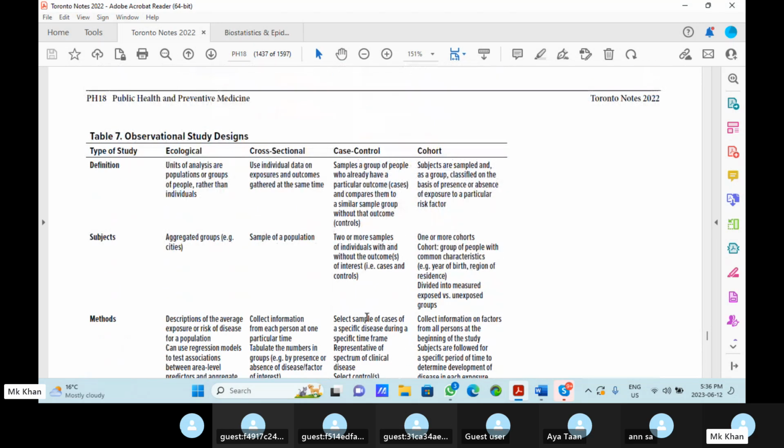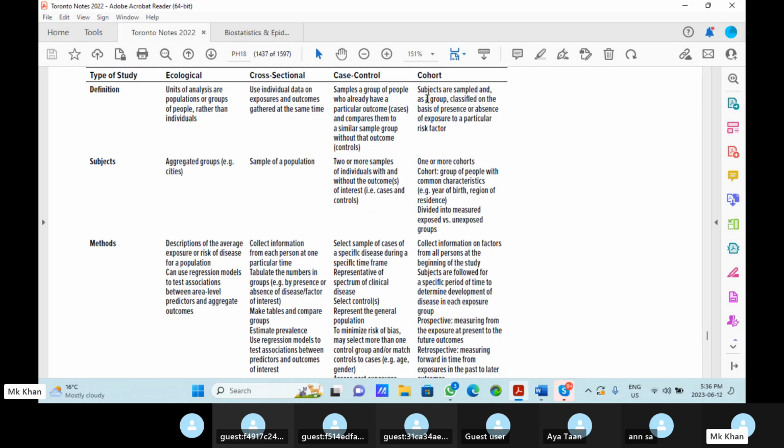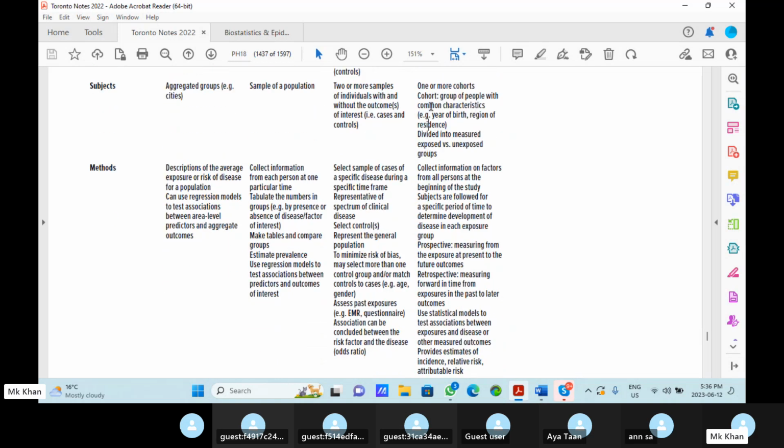So now what are the cohort? Cohort studies are where we are following a group of people with the risk factors, and then we are checking whether they get the disease or not. So subjects are sampled and as a group classified on the basis of presence or absence of exposure. So basically according to risk factors we classify both groups.